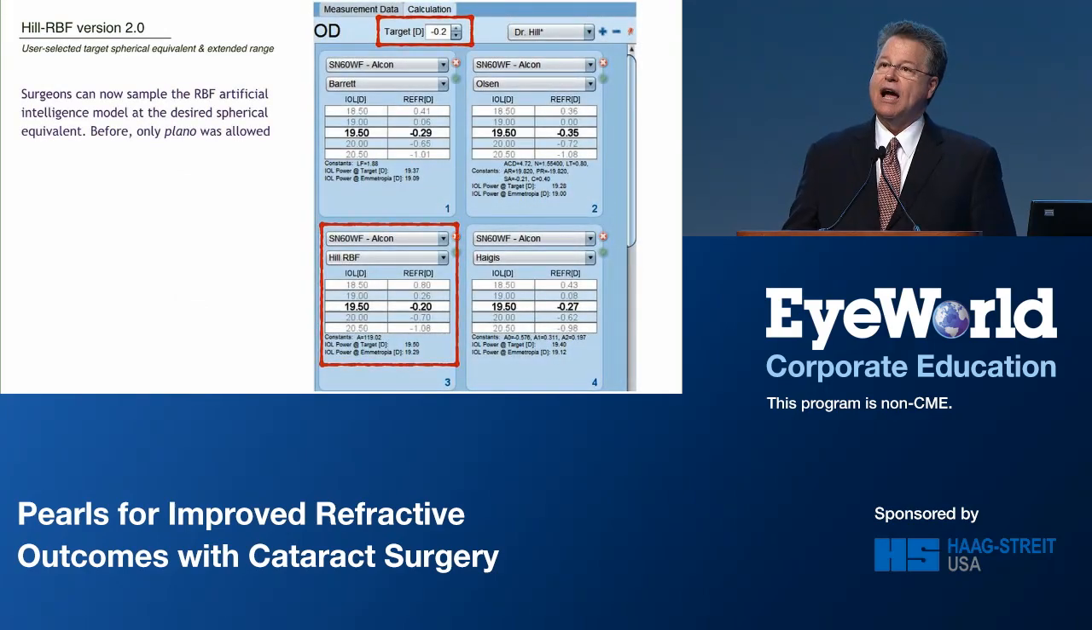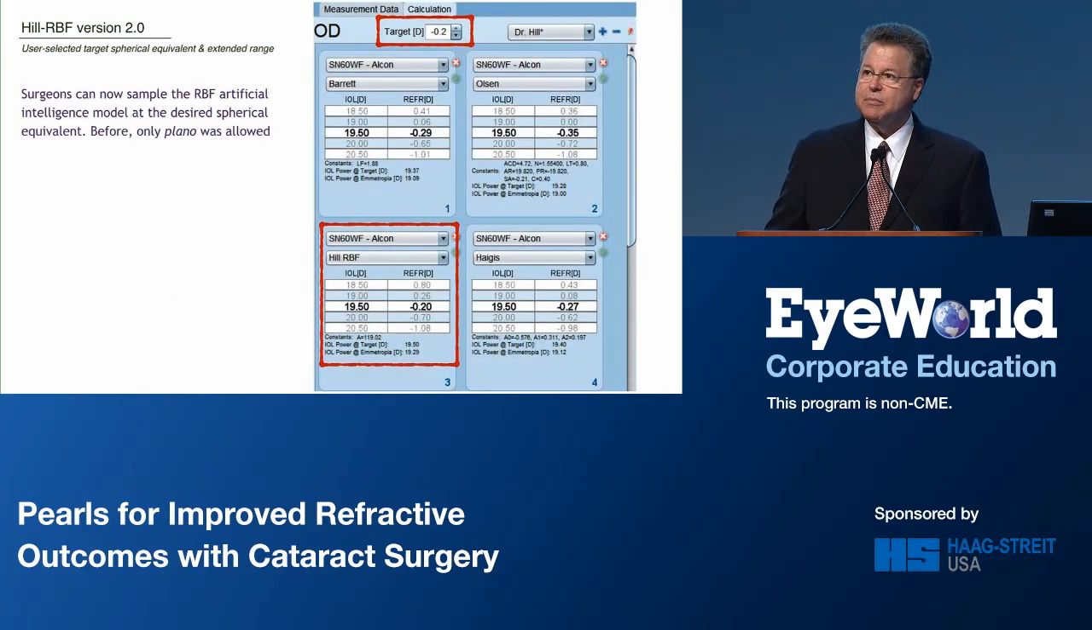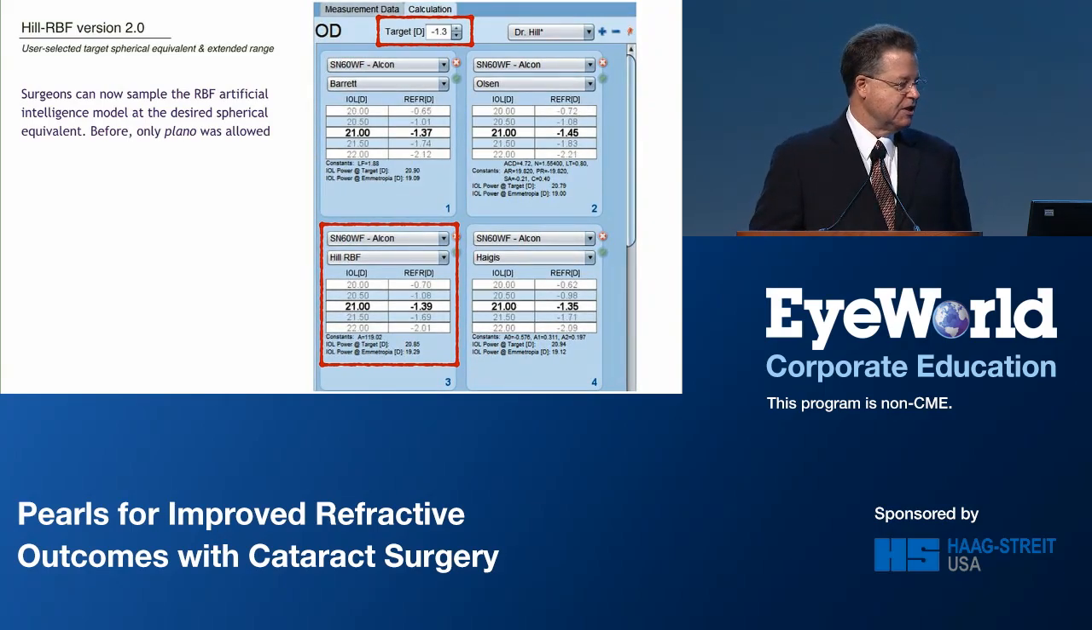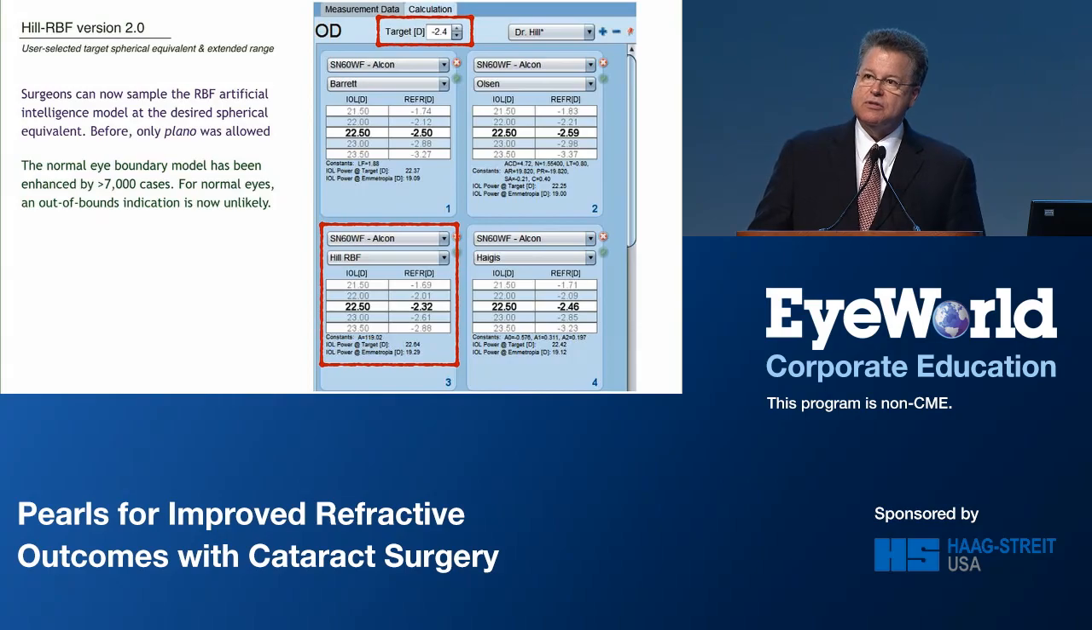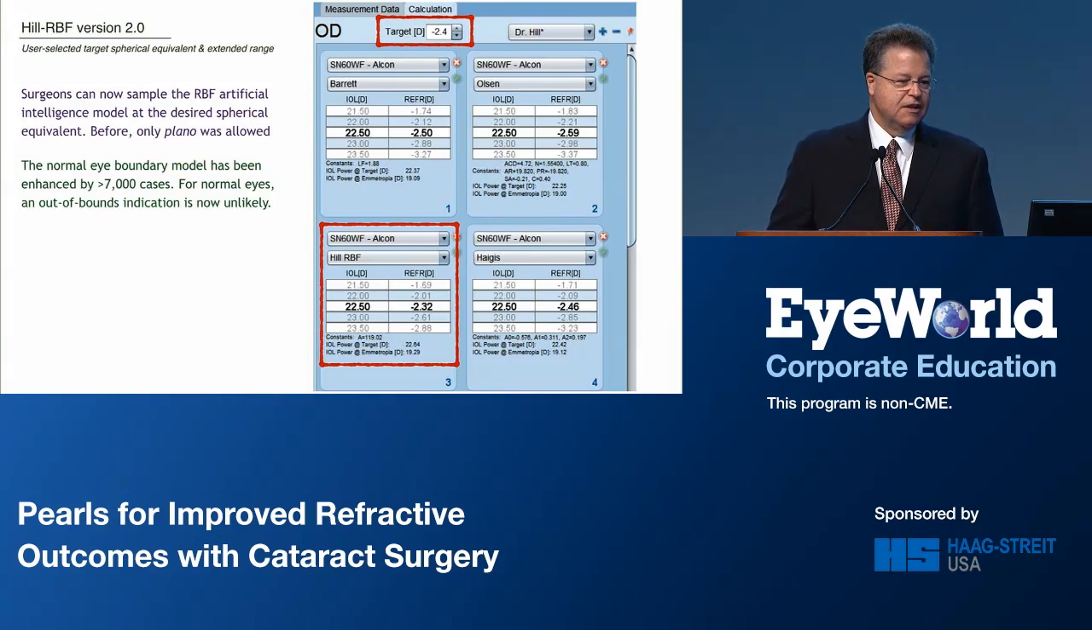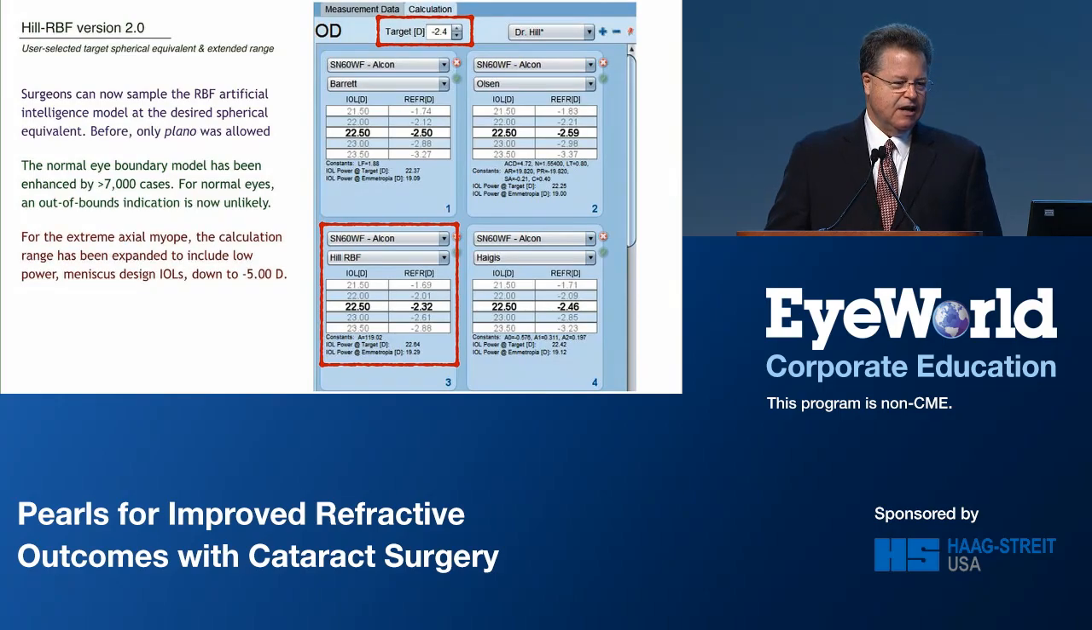And we also now allow you to pick the spherical equivalent because we have enough data for that. So if you look at the top little red box, you can see that we're changing so that you can put in -2.4 if you want. So we added 7,000 additional normal cases and a lot of really unusual Ks and anterior chamber depths. And for the high axial myope, we're down to -5. This is probably the largest minus power lens database in the world.